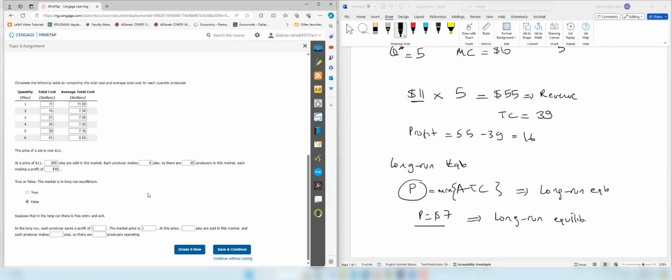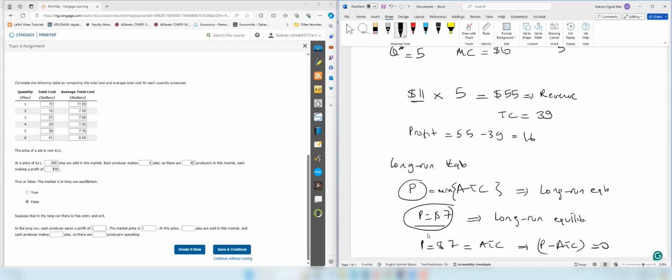Suppose that in the long run there is free entry and exit. In the long run, price is then going to drop to $7 if we are in the equilibrium. And if we are at the long run equilibrium, since price equals $7, which is equal to ATC, the firm is making price minus the cost, 0 economic profit. So we are going to type here 0. The market price is $7.